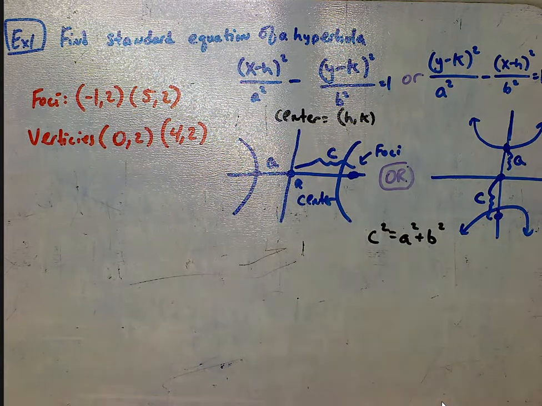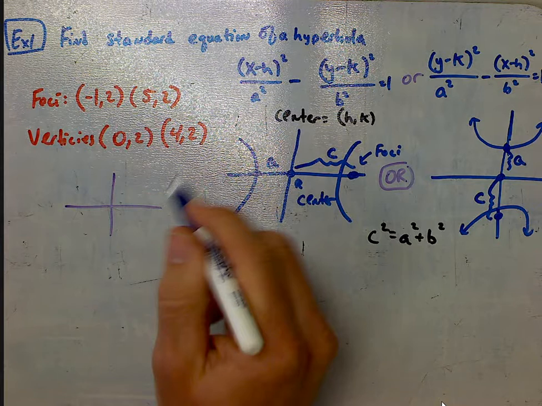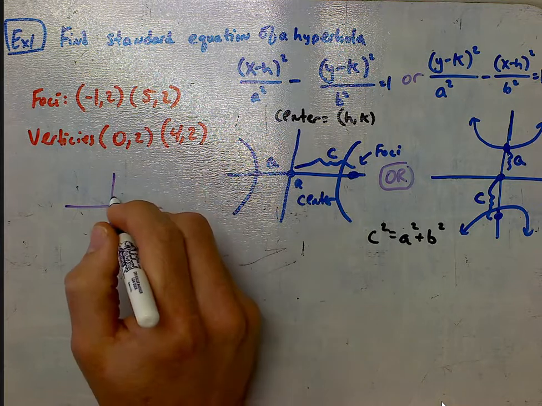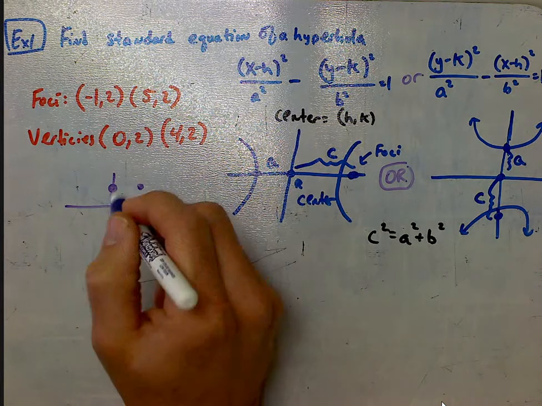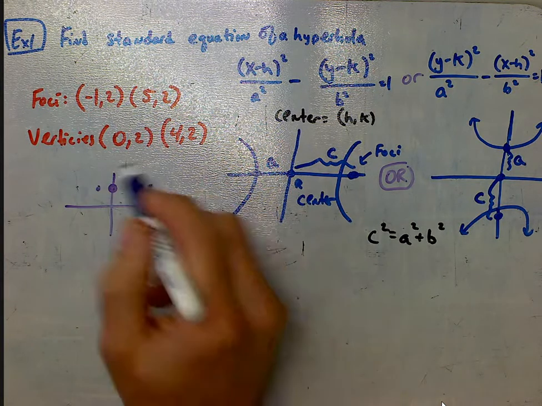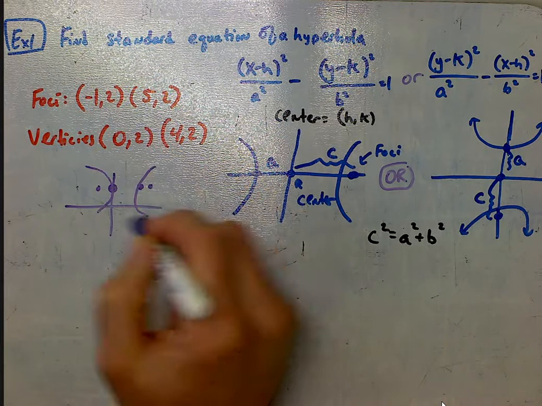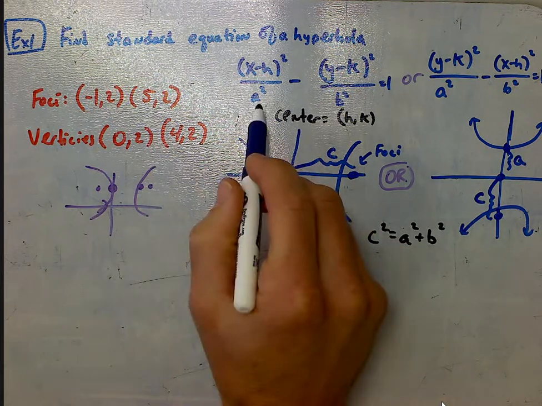So if I do a quick little sketch of the vertices of 0, 2 and 4, 2, then my foci are at -1, 2 and at 5, 2, that would tell me it opens like this. So I know it has to be this first one here.